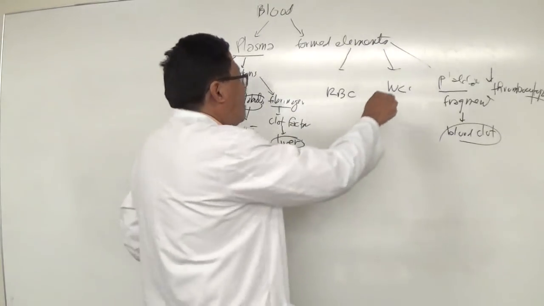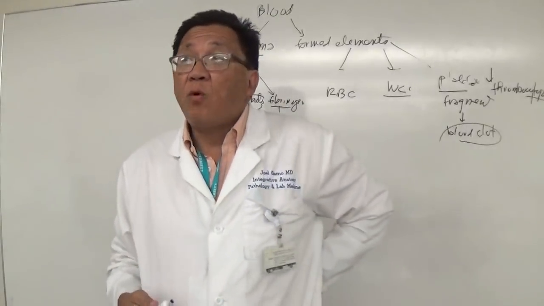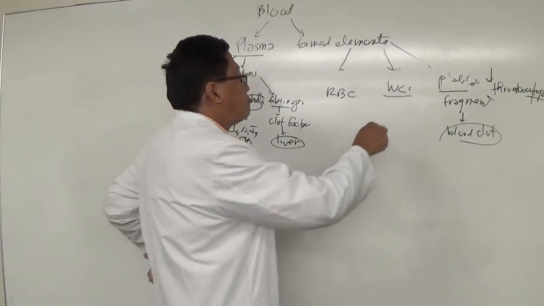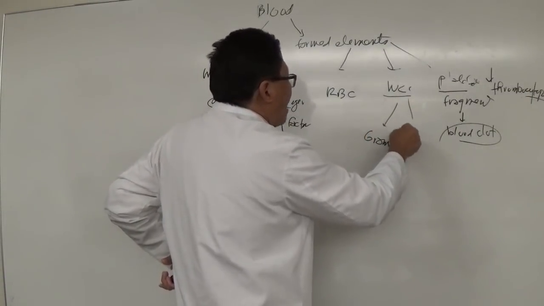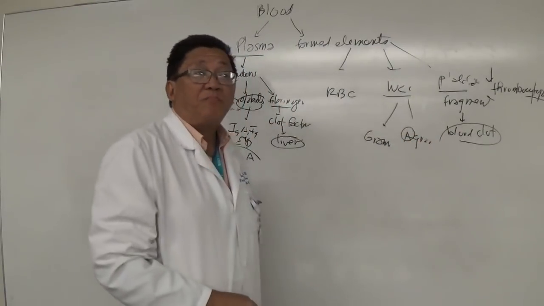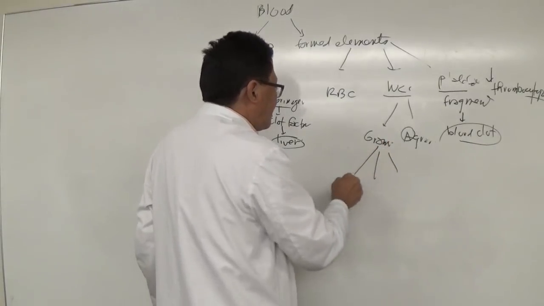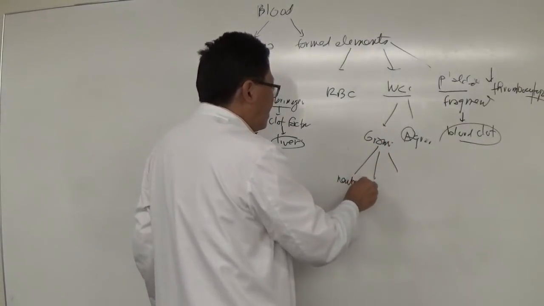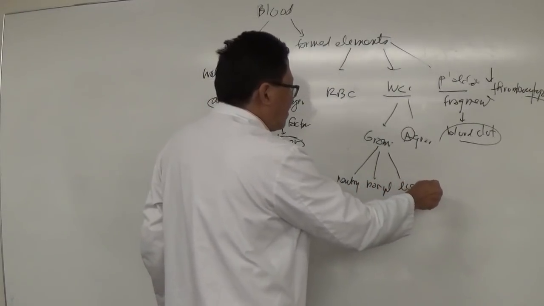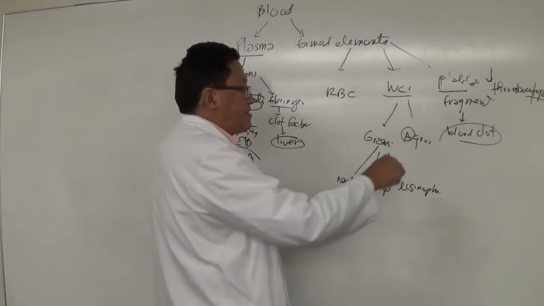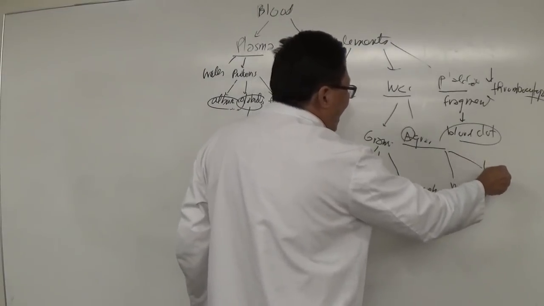Now, white blood cell? Leukocyte. What are the two types of leukocytes? Granulocytes and agranulocytes. What does 'a' mean? Without. That means the cytoplasm does not have any granules, right? Under granulocytes, what do you have? Neutrophil. Basophil. And eosinophil. Under agranulocytes, what do you have? Monocyte. And lymphocyte.